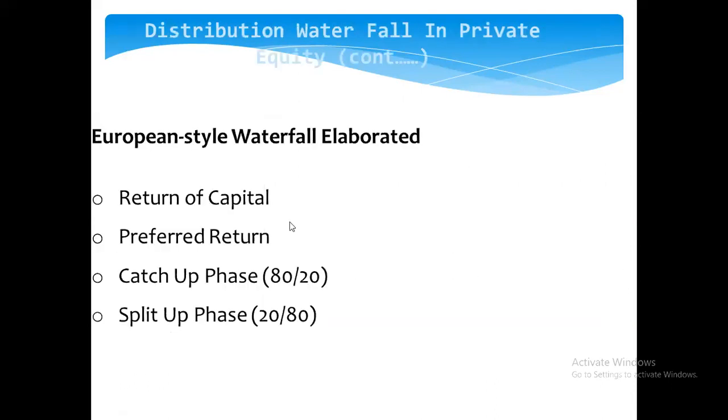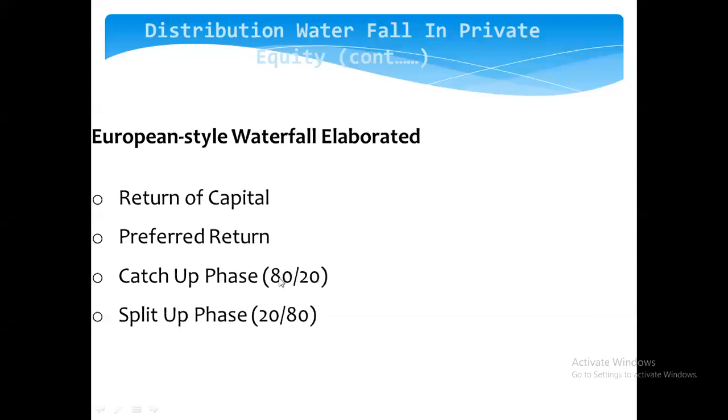Here is an example of the same. This is what I was trying to talk about. It's like return of capital, that's your principal amount, then preferred return, which is a minimum return. Then the catch-up phase, 80/20. So you would pay this 80% to the GP. This is in contrast to my previous video where I might have said the other way around.